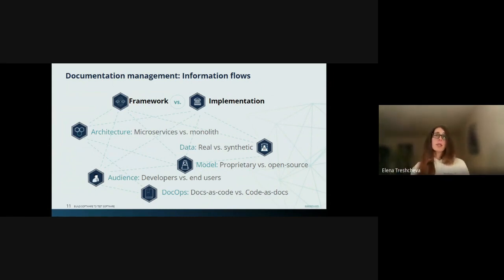Next is the question of the development model, as we need to choose which facts are shared and which are to be stored privately. Again, this is highly dependent on the relationship between framework versus solution and the architectural design.